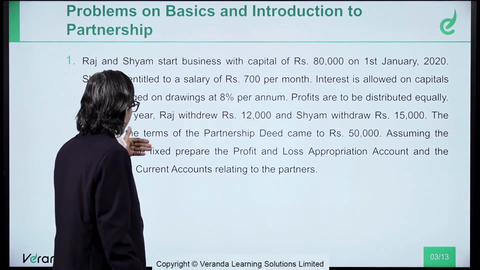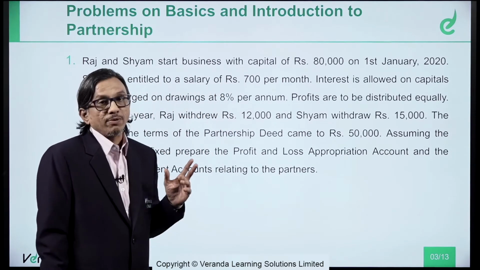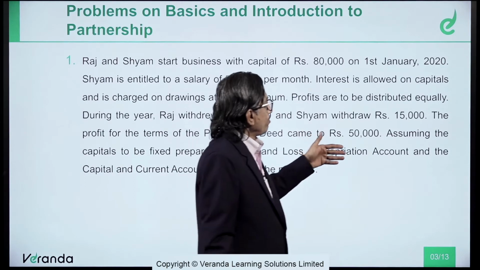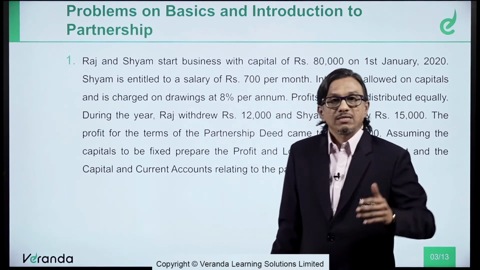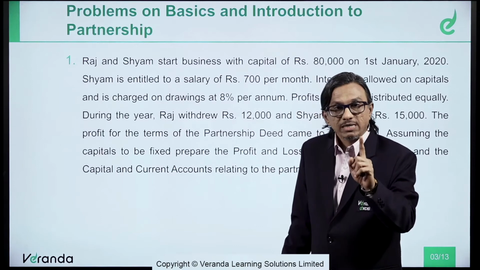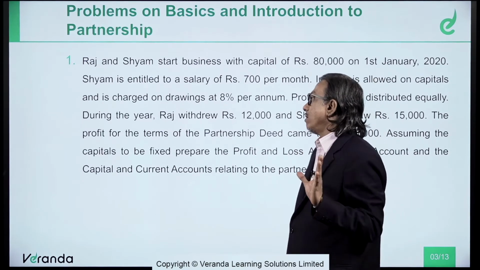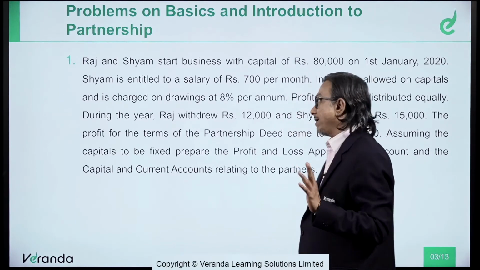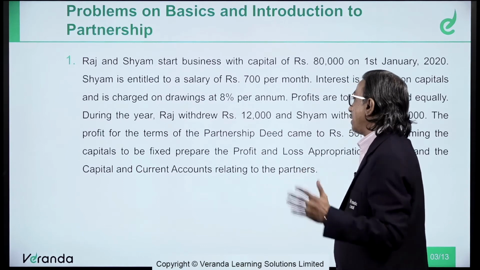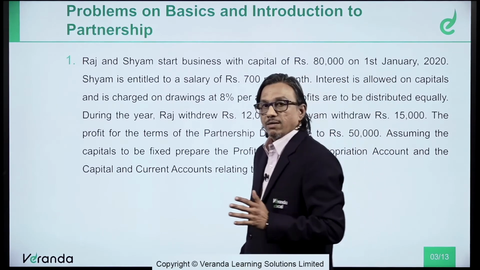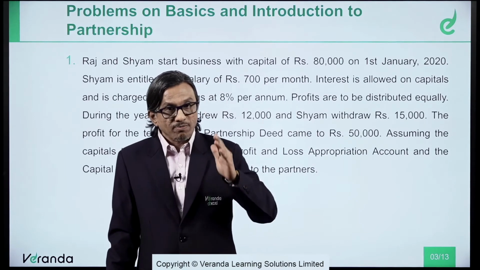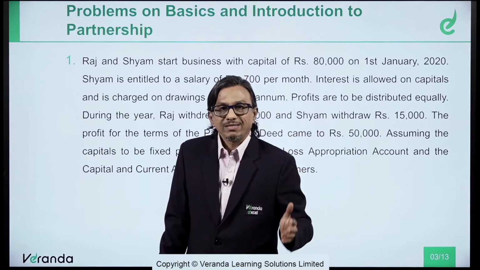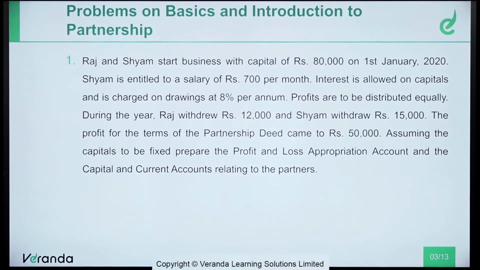Assuming the capitals to be fixed, prepare the P&L appropriation account and the capital and current accounts relating to the partners. So, a very simple problem. The profit for the year is given, the capital of partners is given. Only one partner is getting a salary, that is 700 per month, Shyam. Both partners are entitled to interest on capital, and on any drawings you have to charge 8%. You are asked to prepare the P&L appropriation account and also the partners' accounts, assuming capital to be fixed. That means you have to prepare a capital account and a current account of every partner. Let us see how to do this solution in the Excel sheet.